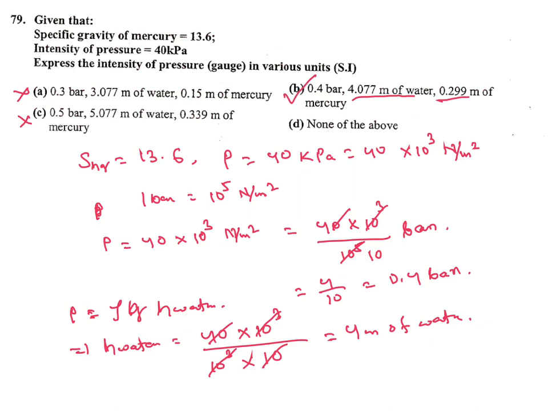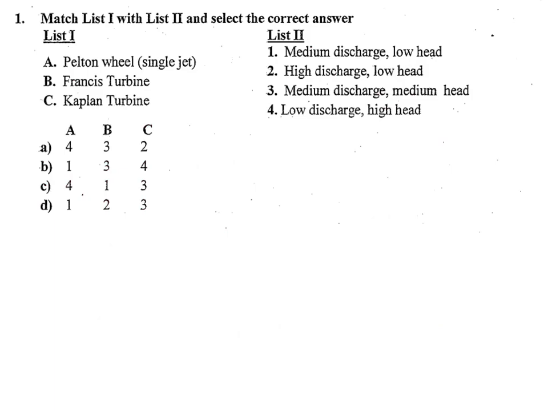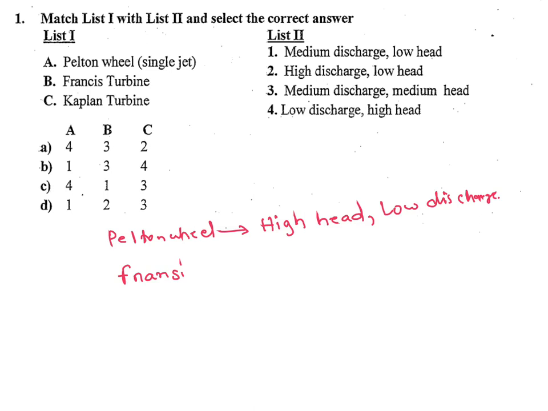List 1 and List 2 matching. Pelton wheel, Francis turbine and Kaplan turbine. We know Pelton wheel is high head, low discharge. And Francis turbine is medium head and medium discharge.